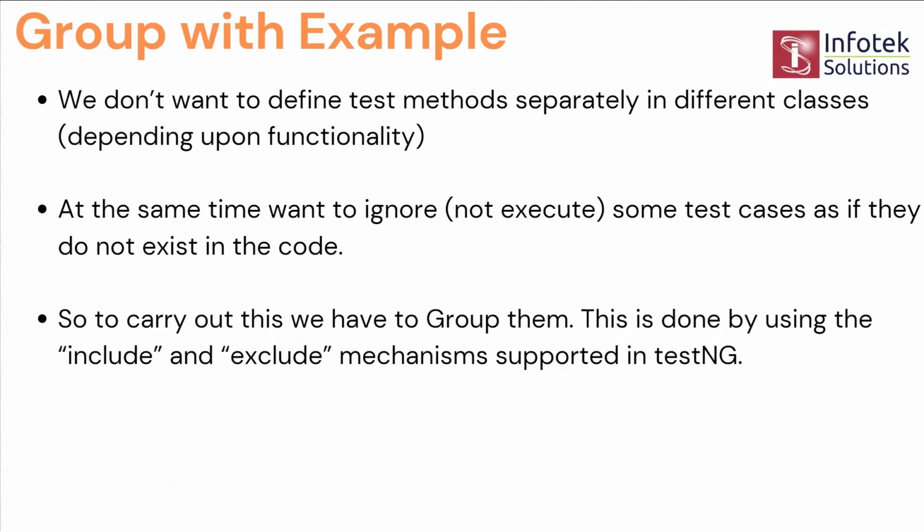To carry this out, we have to group them. This is done by using the include and exclude mechanism supported in TestNG. Two keywords are there: one is called include and the other is called exclude. These two help to group the test cases, including the test cases and excluding the test cases. It goes with the name. And all these details we define in XML. You'll find it a very easy process.